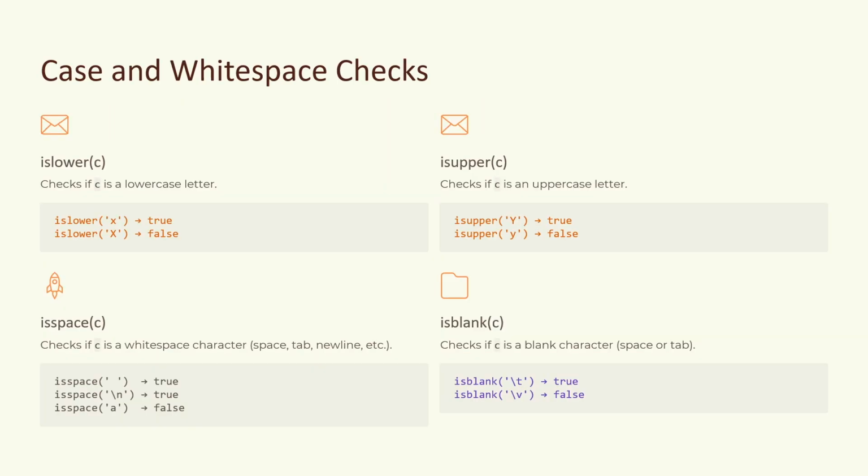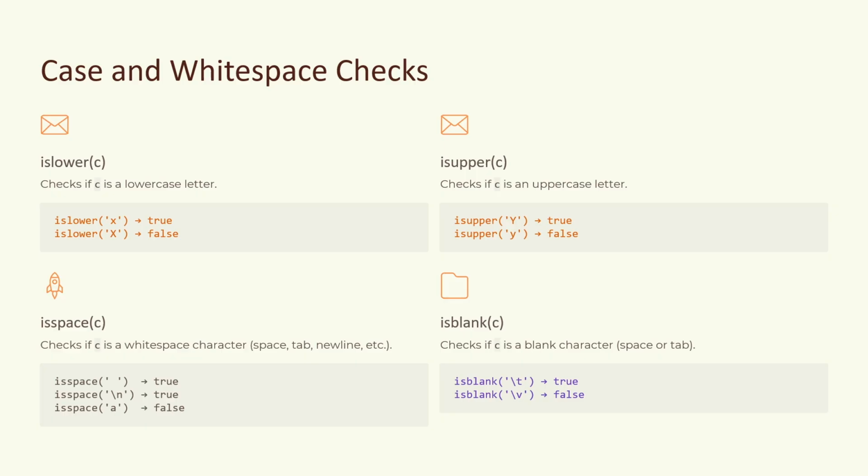Next, to the next slide. Now we examine functions related to character case and spacing. The first function is islower. The islower function checks whether a character is a lowercase letter. islower of lowercase 'x' is going to return true, and islower of uppercase 'X' is going to return false.